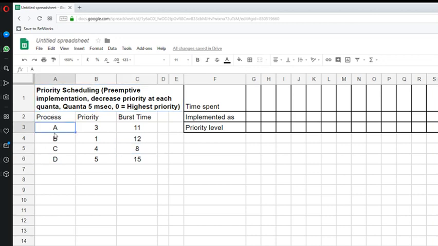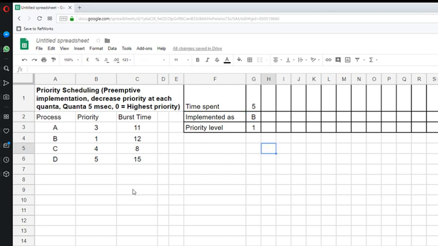Initially, we have in this example 4 processes, again A, B, C, and D, different priorities. If you look at this, because we assume that 0 is the highest priority, B currently has the highest priority, and it potentially will run for 12 milliseconds. So let's have a look and see how this will work. Firstly, B will start running. It's currently running in priority 1. You guys see that? And it will run for a maximum of 5 milliseconds.